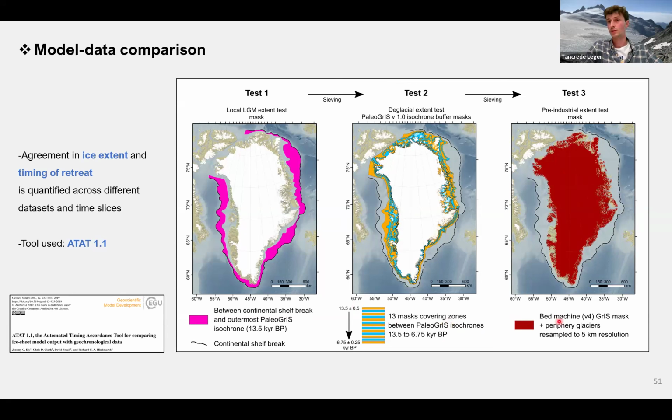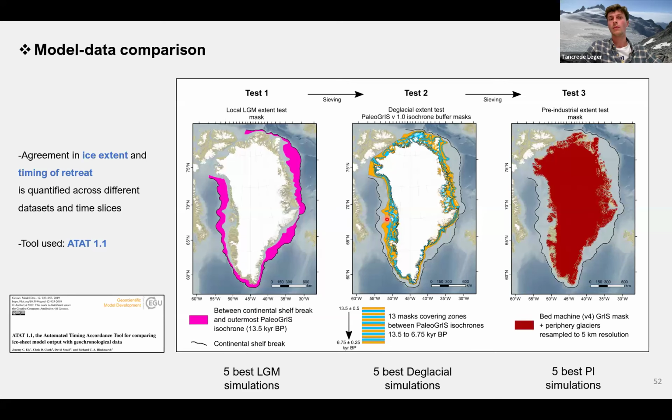And then we have test number 3, which is the present day ice sheet mask. We sample to 5 kilometers and we compare how well our pre-industrial state, so the last frame of our simulation, compares to this mask, basically. And so we do this by using a tool called ATAT, which was developed by Jeremy Ely, a colleague of mine in Sheffield, a few years ago. And it allows us to score both the ice extent and the timing of retreat. So for example, in PaleoGrIS, each of these buffers has a time and uncertainty associated with it. And we want to know whether a model is retreating at the correct time and at the correct rate.